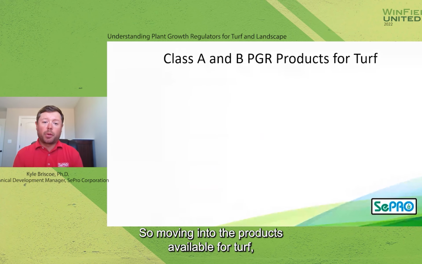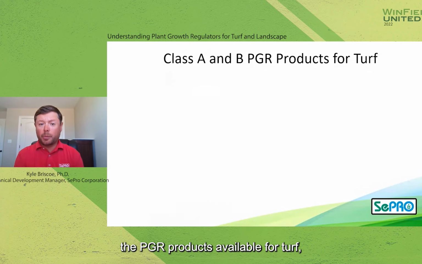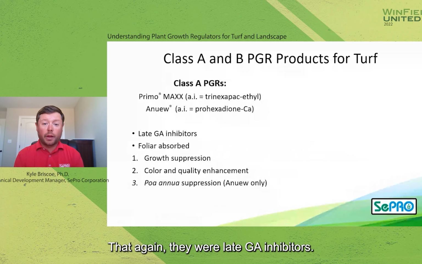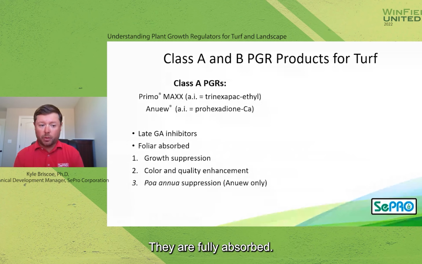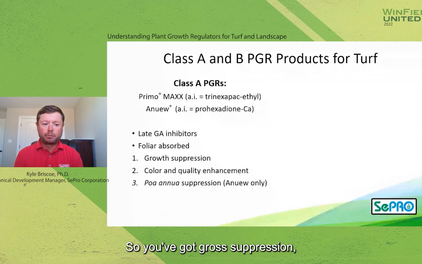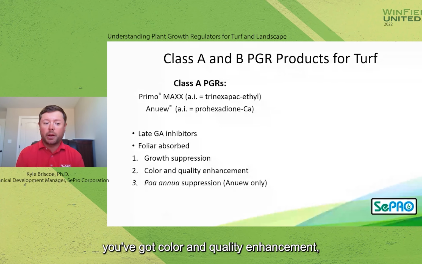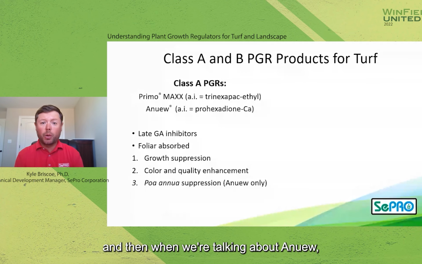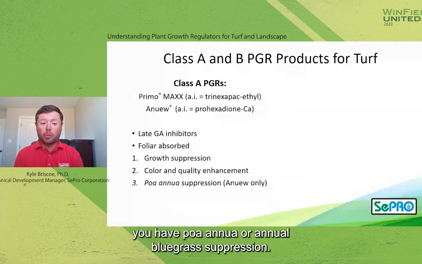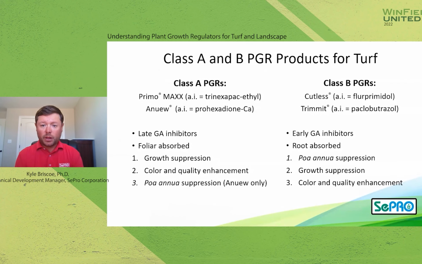So moving into the products available for turf, the PGR products available for turf, we'll start with the class A's. Again, Primo Max and Anuew. They were late GA inhibitors. They are foliar absorbed. And then I've got three attributes that they're mainly used for in turf. So you've got growth suppression, you've got color and quality enhancement, and then when we're talking about Anuew, you have Poa annua, or annual bluegrass suppression.